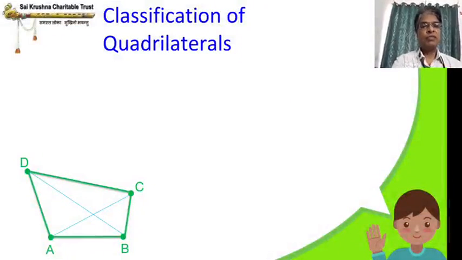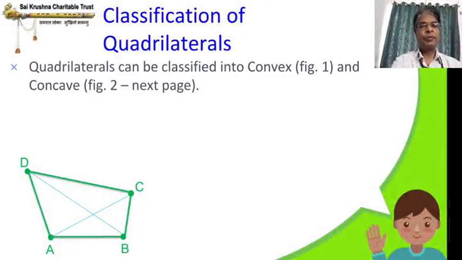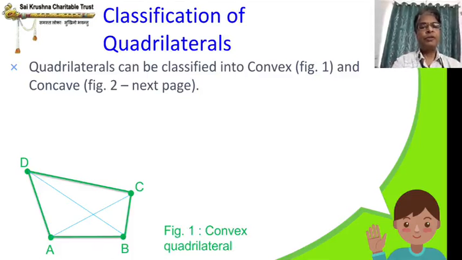Now, classification of quadrilaterals. Quadrilaterals can be classified into 2 main types: convex quadrilateral, that is figure 1, and concave quadrilateral, that is figure 2. Figure 2 is on the next page. When it comes, I will explain it to you. The figure given here is a convex quadrilateral.